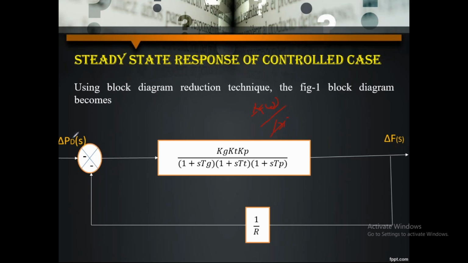Sorry, here it is not PD of s, it is PC of s. Delta f of s by delta PC of s equals G of s divided by 1 plus G of s H of s. So here also it will come plus. So find the transfer function from this block diagram. It is a plus sign, and it is delta PC, not PD.